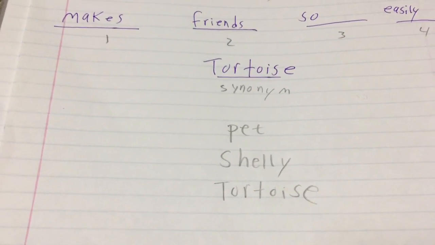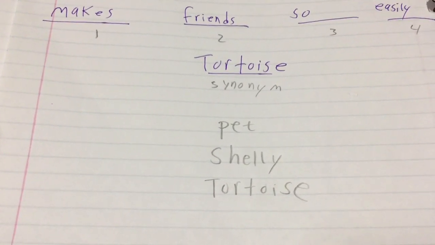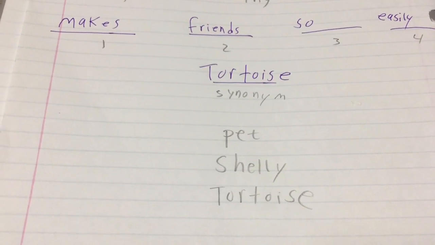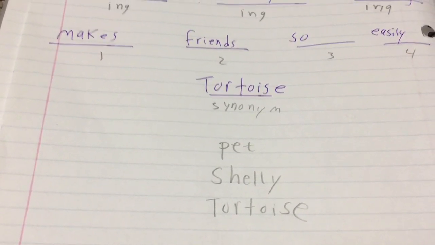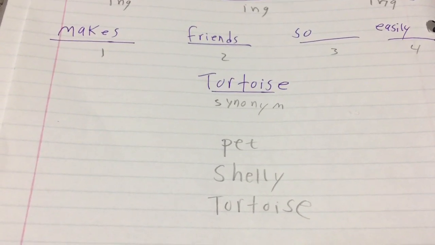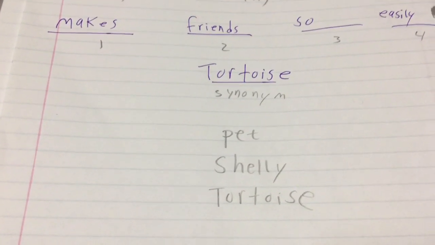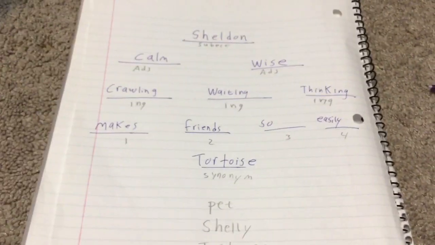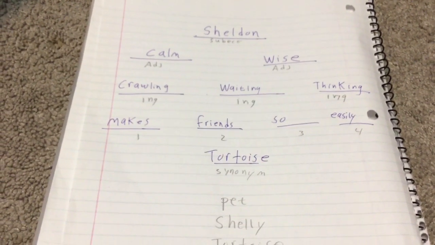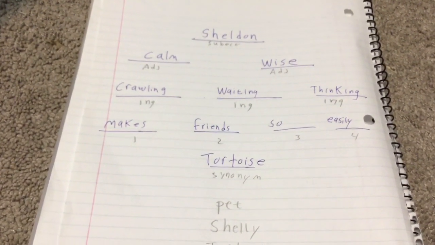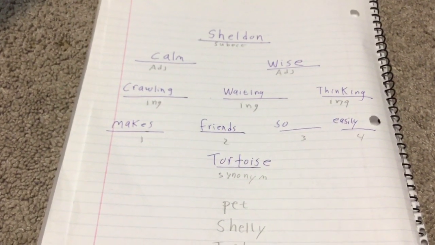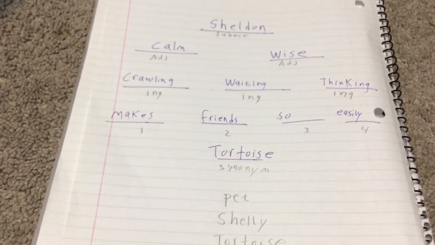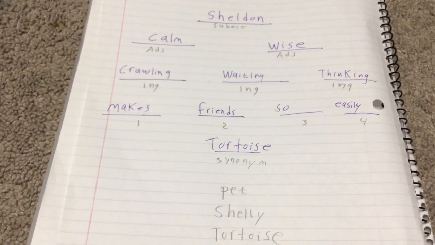In fact, I thought about friend as a possible word after I wrote tortoise in ink, but that's what happens when you write in ink. Again, if this is your poem, cross it out and put the word you really want if you think of a better one. But that is what I needed to do because Sheldon is a tortoise. Okay, so now let's just read the whole poem without explaining it all and just listen to how it runs, how it flows. Sheldon, calm, wise, crawling, waiting, thinking, makes friends so easily. Tortoise. Okey doke. I kind of like that one about Sheldon.